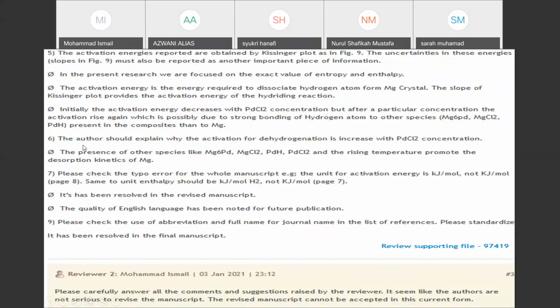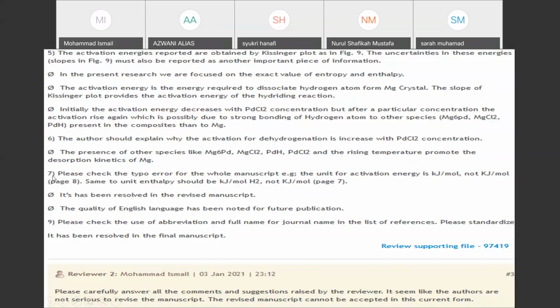Okay, the comment from the reviewer: the author should explain why the activation energy for dehydrogenation is increased with PdCl2 concentration. The answer: the presence of other species and the rising temperature promote the desorption kinetics of Mg. This does not answer the question raised from the reviewer. Okay, at least give what change or amendment we have done in our manuscript. Please list in detail what we have changed, or what we have added.